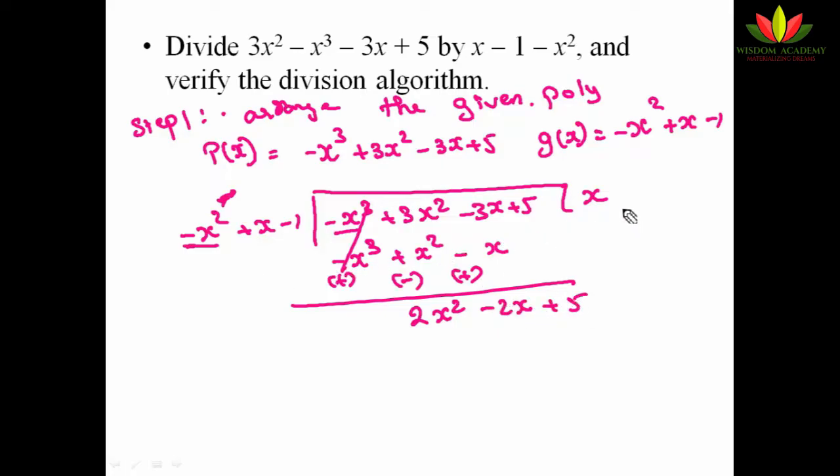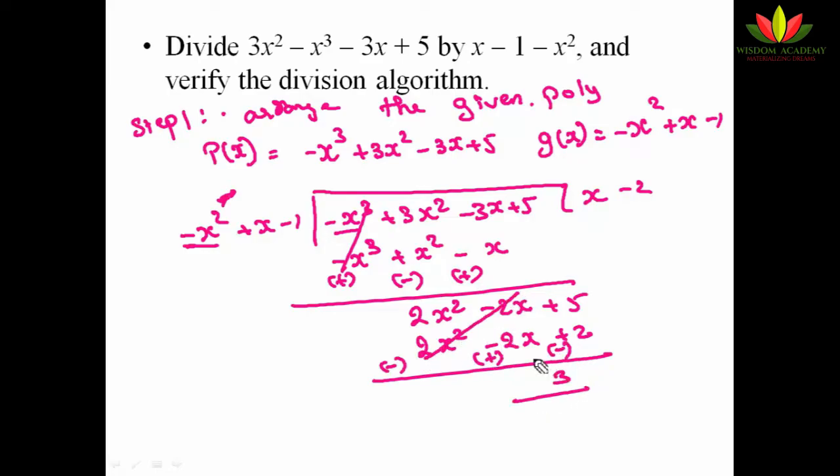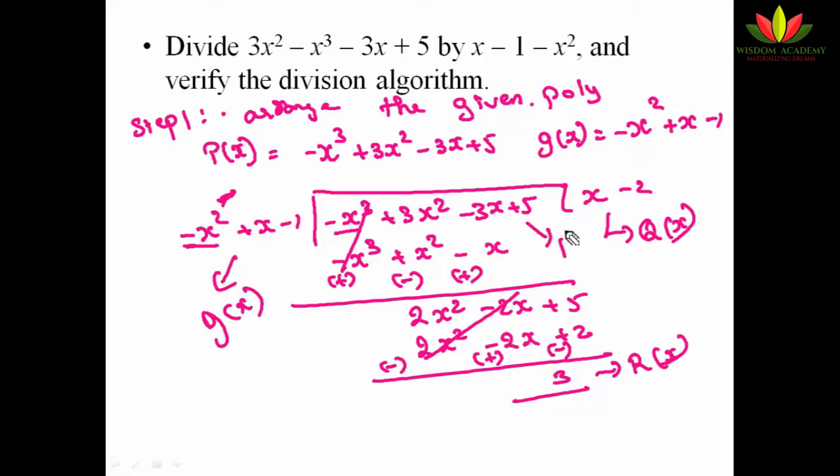Similarly, if I put minus 2 here, to make minus x square, I want to make to 2x square, so I will put minus 2 here. Minus into minus, it will be plus, and I am going to get 2x square and minus 2x and plus 2. Similarly, I will change the sign here. After changing the sign, I will cancel these two and my answer will be 3. So here, this will be my q of x and this will be my r of x and this will be my g of x, and this will be my p of x.